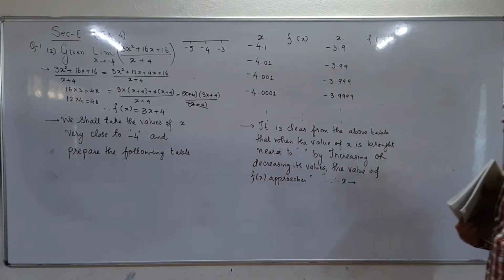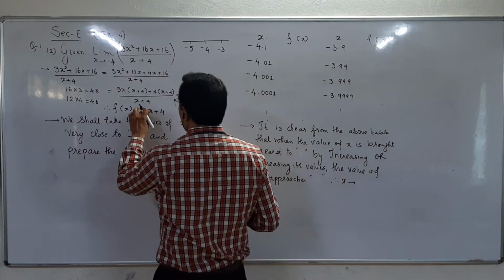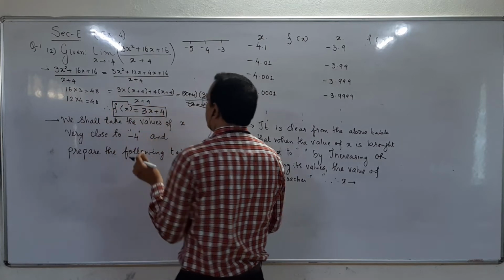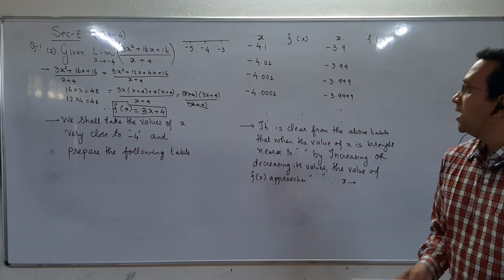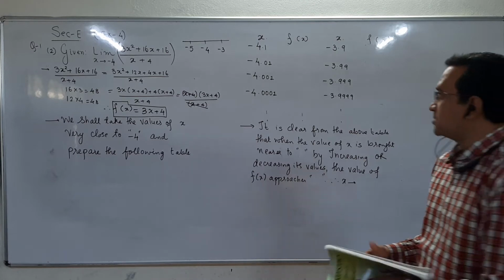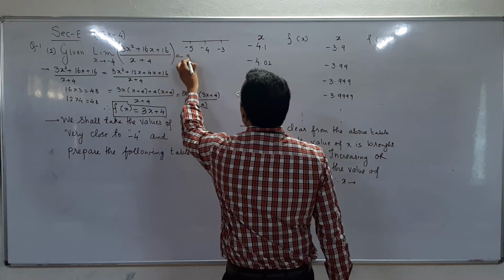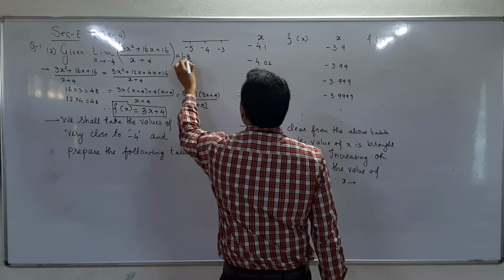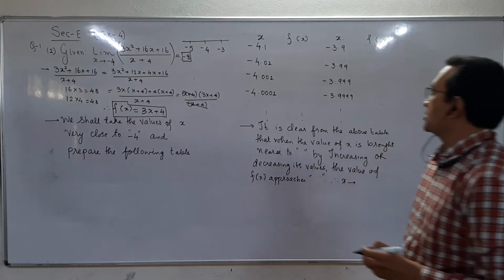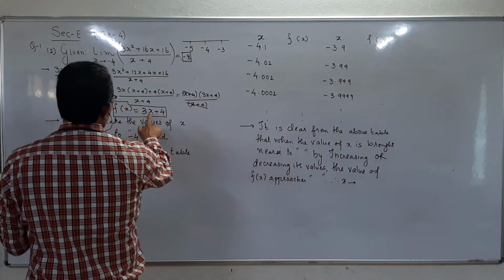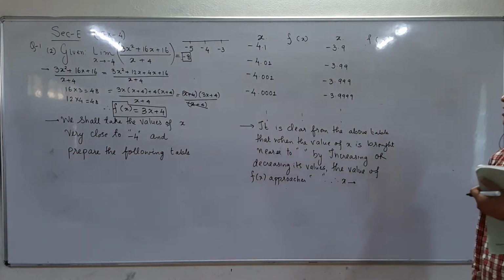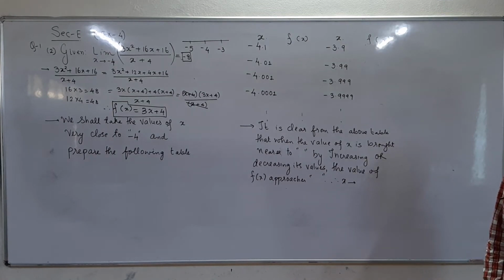Now, students, our function is only 3x plus 4. Check here. Our function is 3x plus 4. And what we have to prove is that the answer of this limit is -8. Now, pay attention. When x is -4.1, into 3 will be -12.3, plus 4 will be -8.